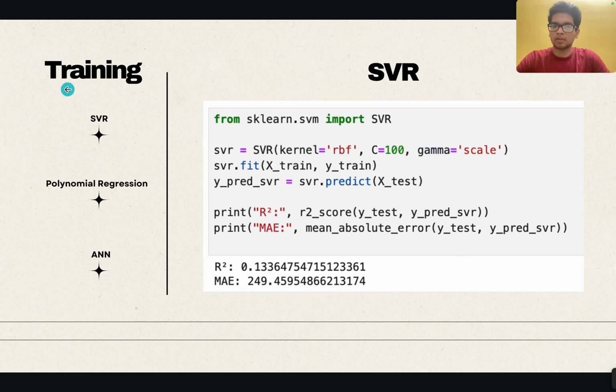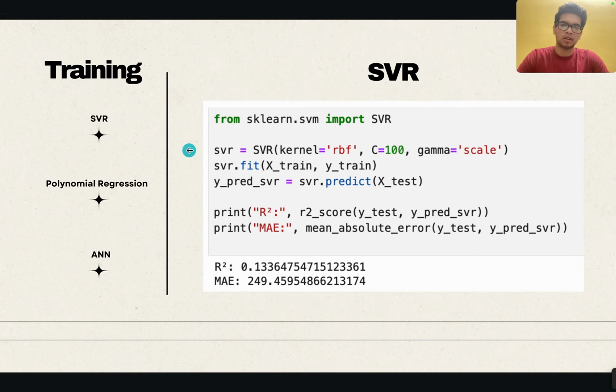Okay, so next is the training of my model. For training, essentially I've used three models for prediction. One is SVR, support vector regression. Next is polynomial regression, and an ANN, which is artificial neural network. And for the results here, I've shown the SVR model and how it is implemented in the Jupyter notebook. I will switch to the Jupyter notebook soon. It is imported from the sklearn library, which is a standard library for any machine learning task.